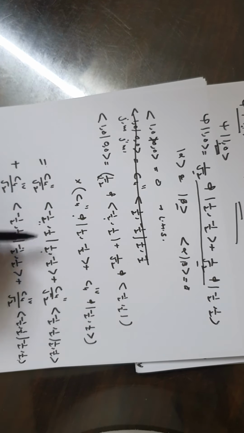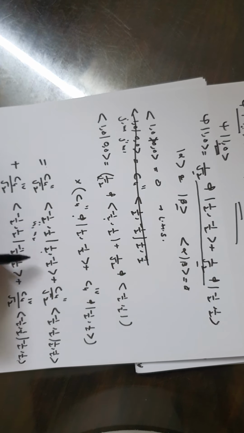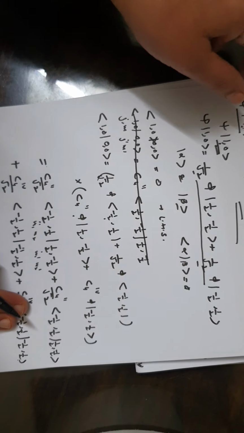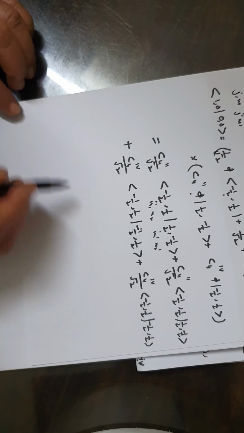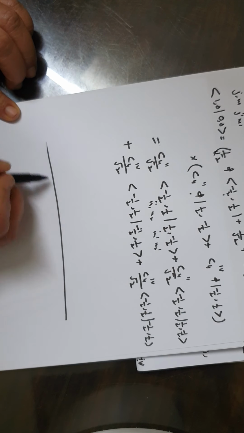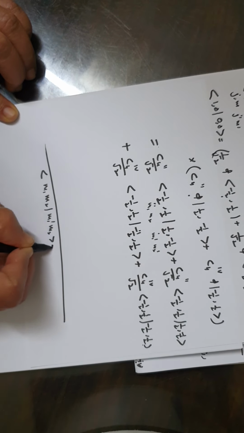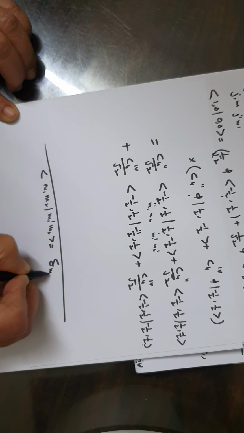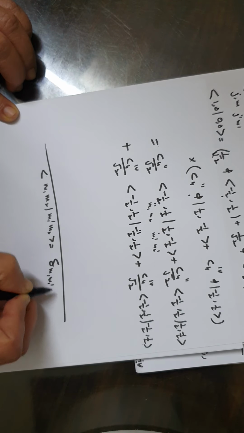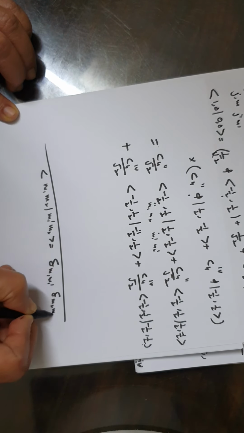Now what is this? This is the inner product of M1, M2 with M1 dash, M2 dash. So this inner product can be defined. We know that the inner product of M1, M2 with M1 dash, M2 dash will be equal to delta of M1 with M1 dash and delta of M2 with M2 dash.